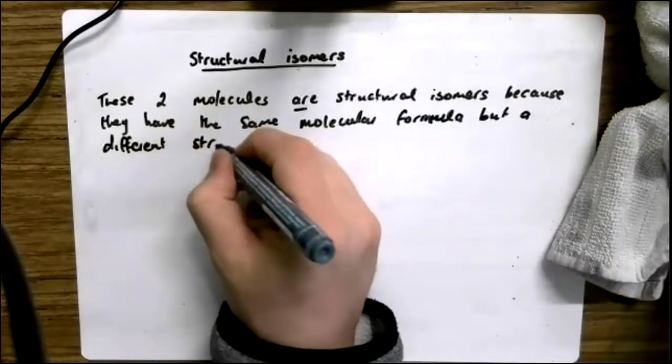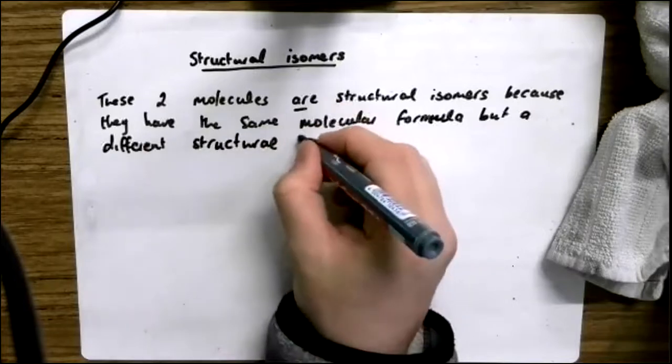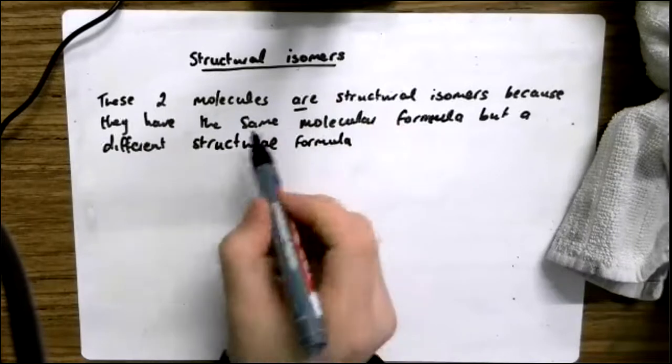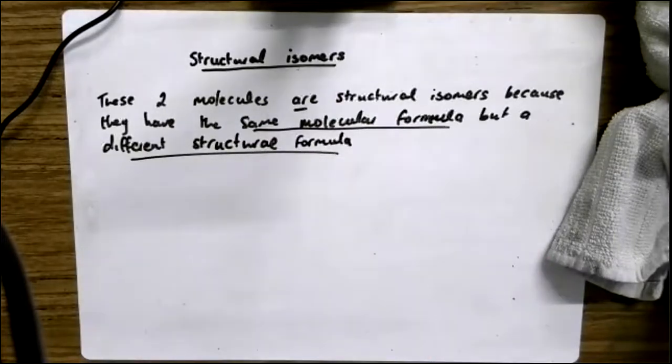Check your answer and make sure you said something like that. Okay, the key thing is that they have the same molecular formula, different structural formula. These are the key things that you have to have in your answer. So we know that they are structural isomers because that is the case. The two molecules did have the same molecular formula, but different structural formulas.